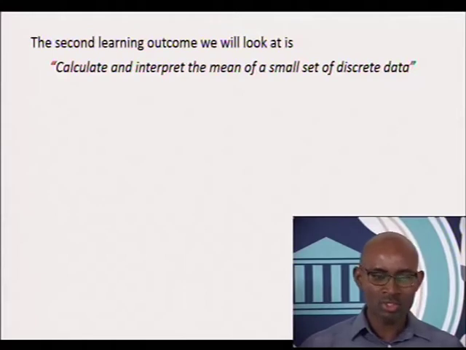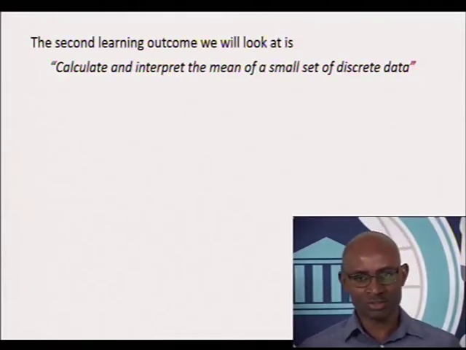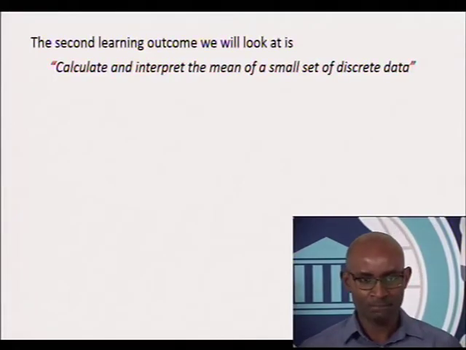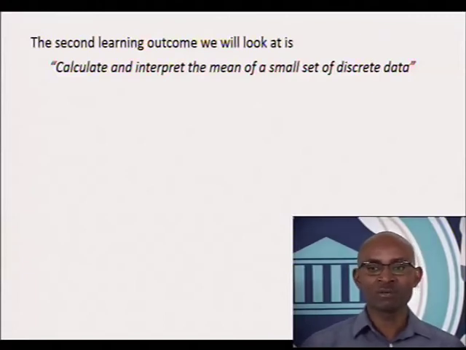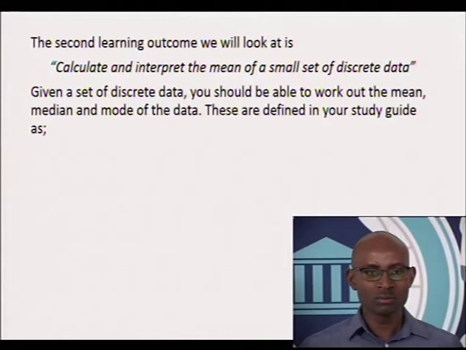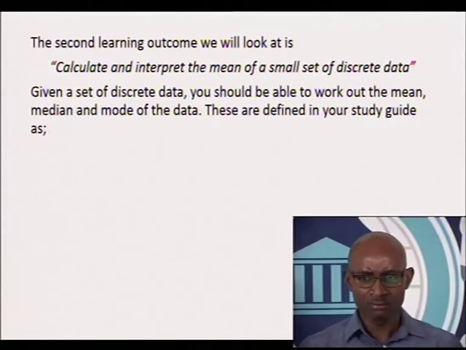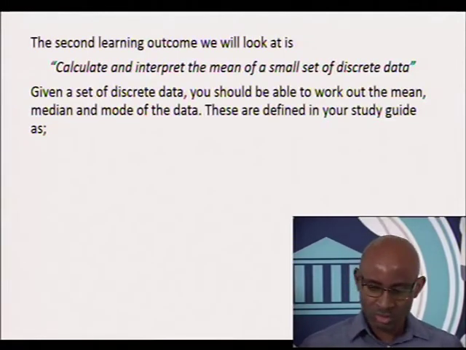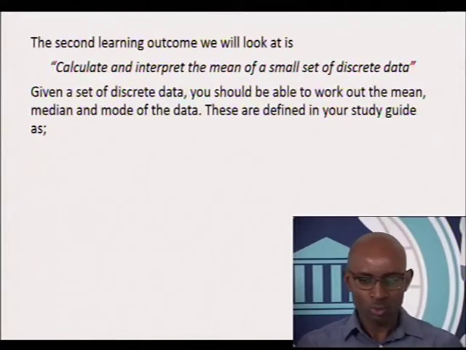The mean is one of what is referred to as averages. In most cases, people talk about averages to mean the mean. But then there are a few other averages that one can look at depending on the purpose of doing your count, why you are doing your statistics and so on. So the mean is defined in your study guide as follows. We have, as I said, different types of averages. The first one is the mean, the second one is the median, and the third one is the mode of the data.